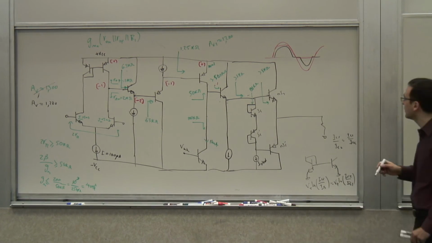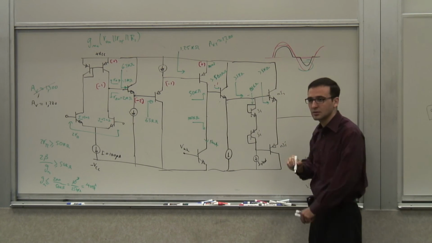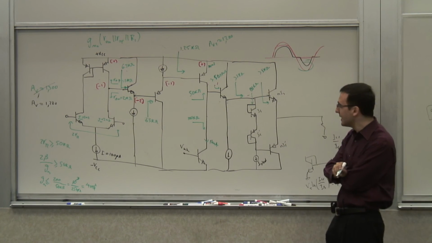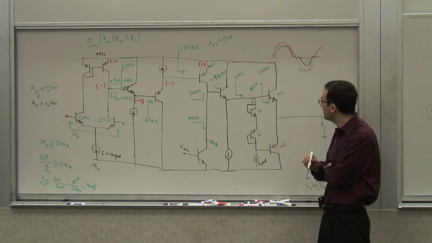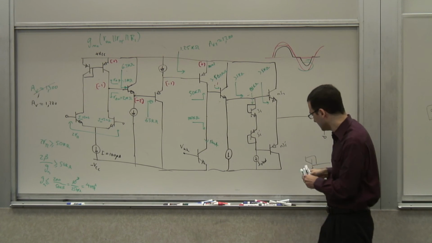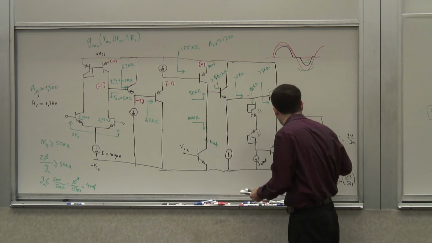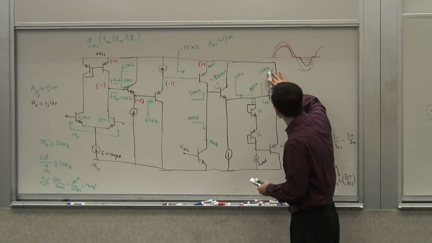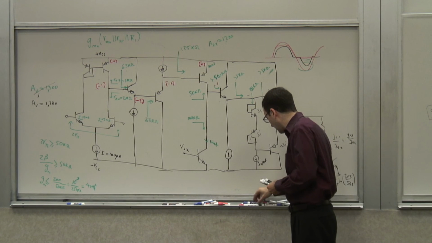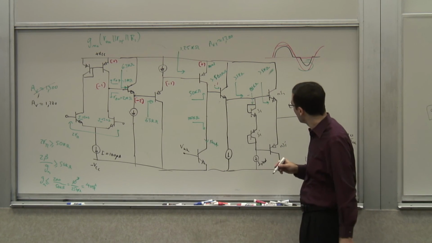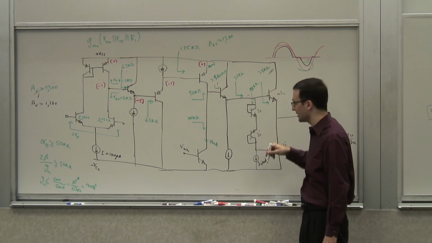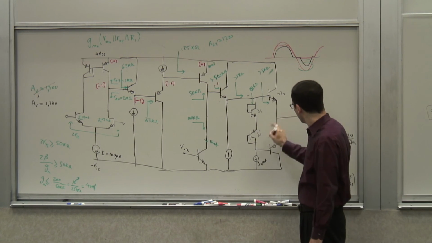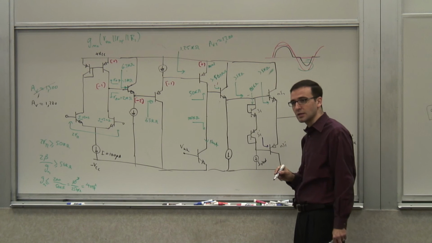When the output voltage goes negative, when I'm in this region of operation, in that case, this guy is off, right? So what is the impedance in that case? Well, this guy's off, so it doesn't exist. So what I see looking into here, what is the impedance?